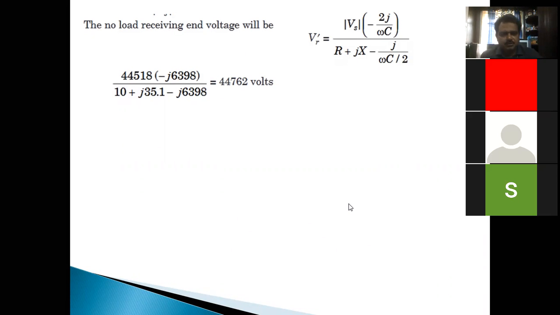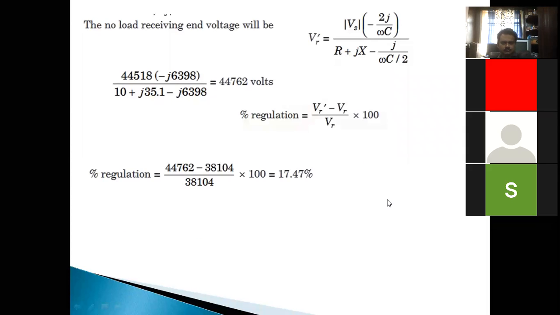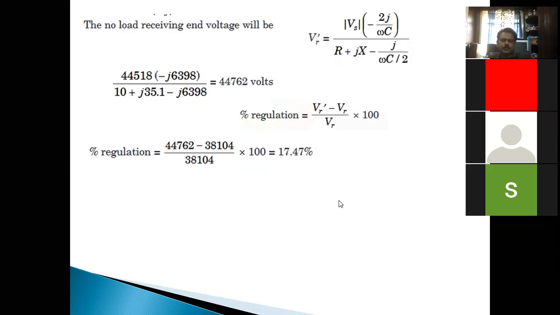So calculate and tell me the regulation. Once we know VR dash and VR, both values are known. So using the regulation formula, we can find out regulation. Anybody tell me the regulation value? So it comes around 17.47%. Okay. If you have calculators, try to solve this one.